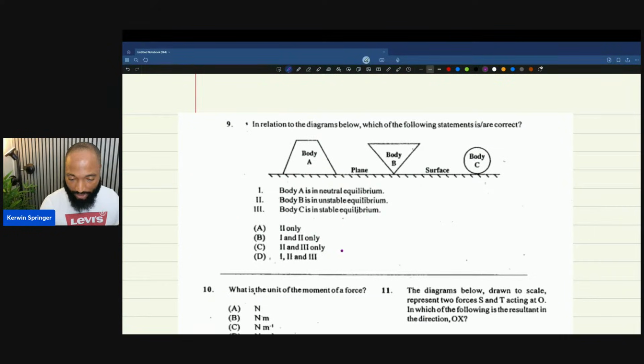So which one is the answer for number 9? Which body is correct? Body A is in neutral equilibrium. That's not true. This is in neutral. Body B is in unstable. That's correct. Body C is in stable equilibrium. That's not true. So the only one that is correct here is B.